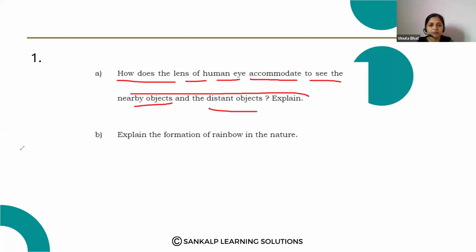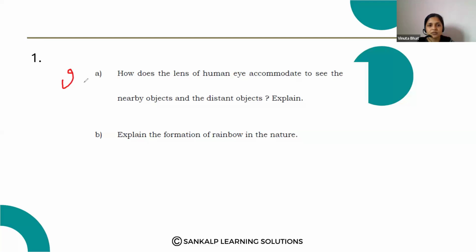So here, two questions are there, A and B. Each question carries 2 marks. The second one is: explain the formation of rainbow in nature. So this can also be asked for 2 marks. Total 4 marks for this first question. Yes, let us start with A.